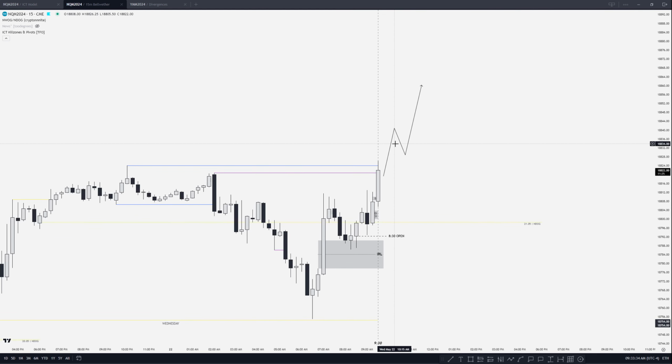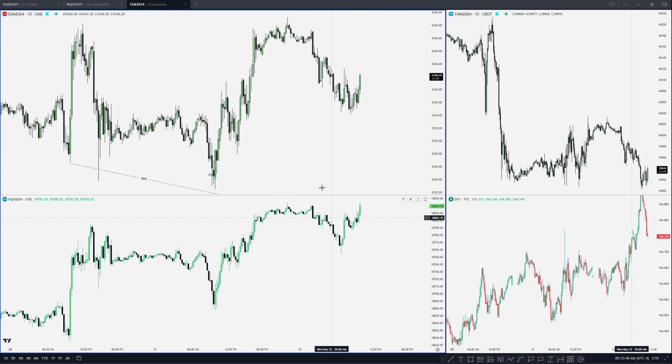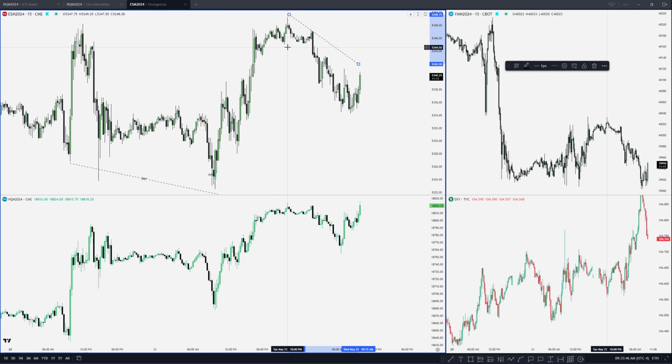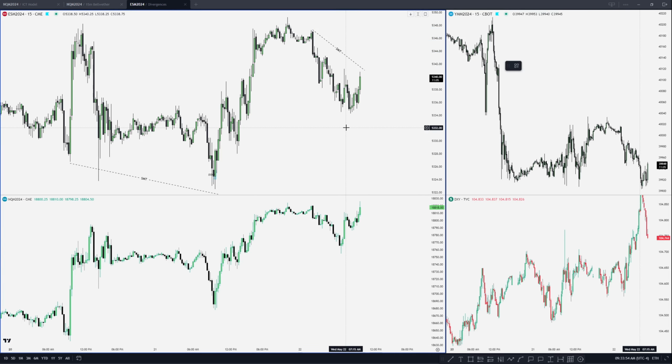So you don't want to pick tops up here, but if we get SMT between the two, and obviously a lower time frame market structure shift, then you can look at it. Now this is pretty substantial SMT, I would say, right? Here's your London high all the way up here. So session ERL SMT is always a good sign.